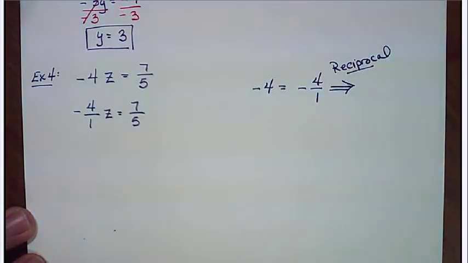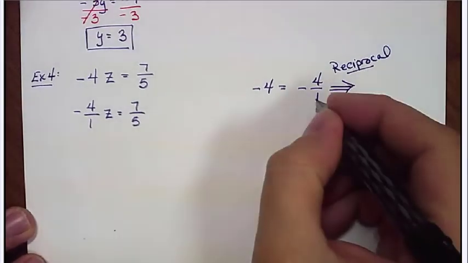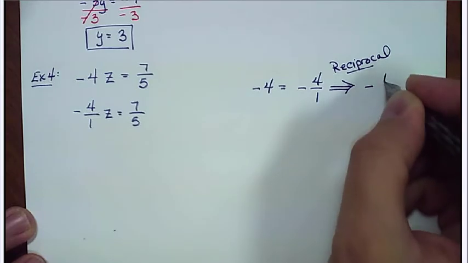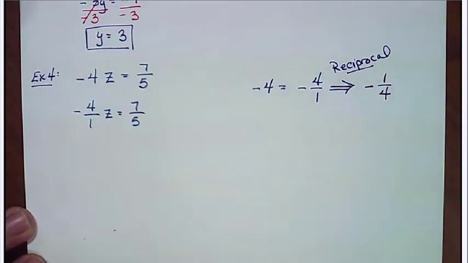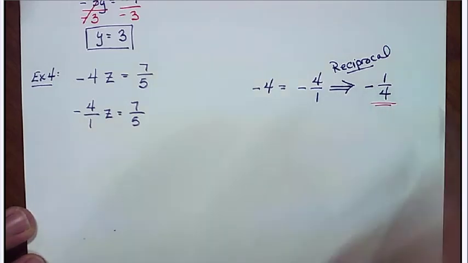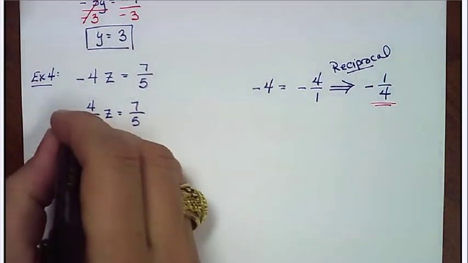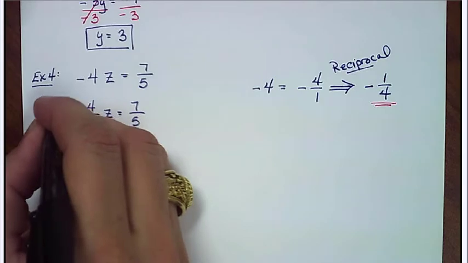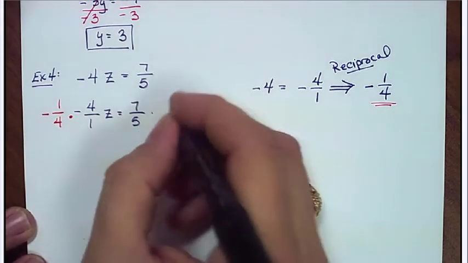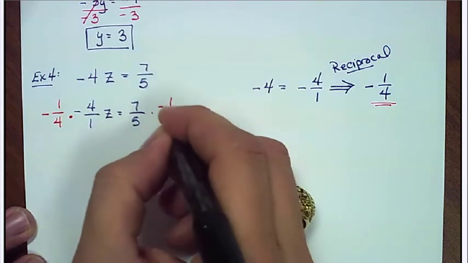Well, I'm going to flip that fraction, so it's really going to be 1 over 4. So this is negative 1/4. That's going to be my reciprocal. So I'm going to take my reciprocal over here, and I'm going to multiply by it. So multiplying by negative 1 over 4, and again, if I do it to one side, I have to do it to both sides.